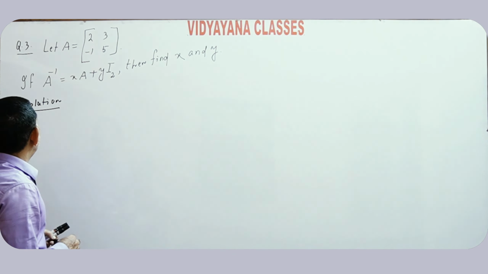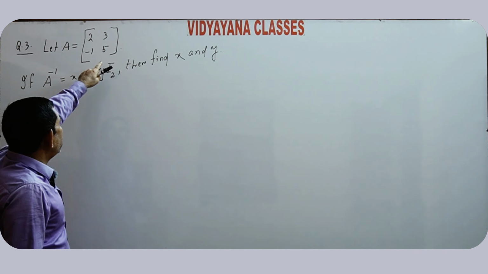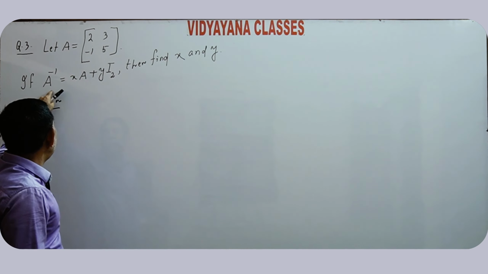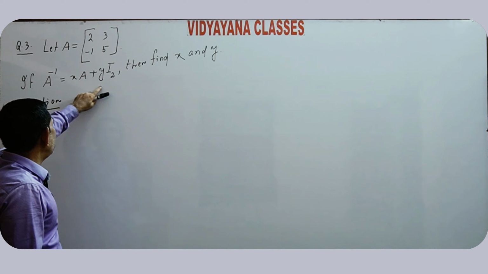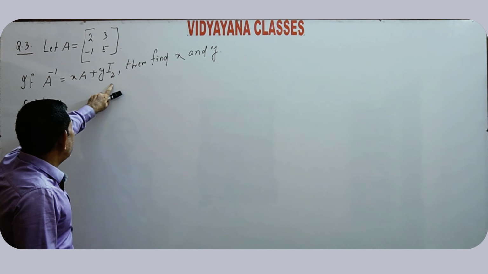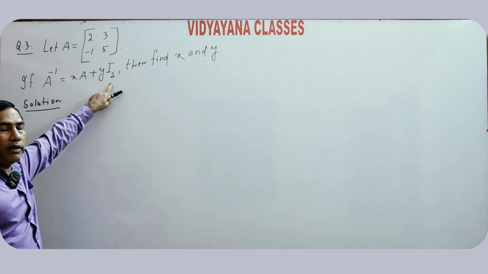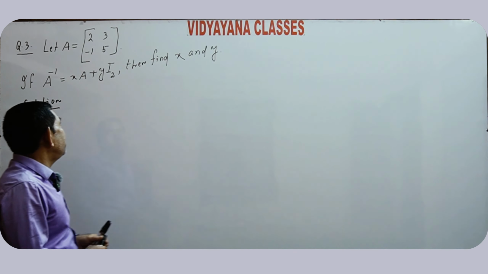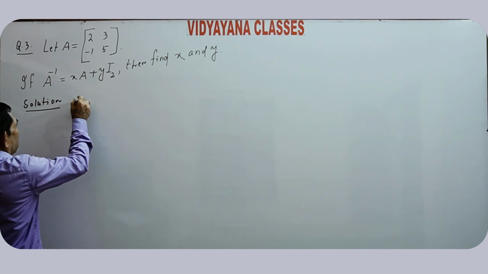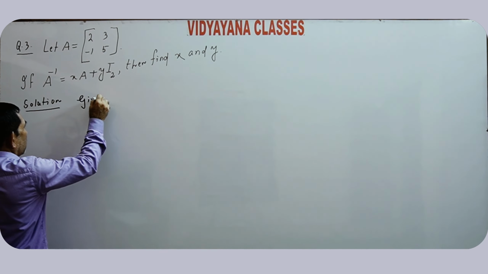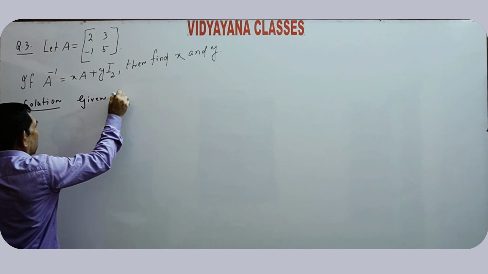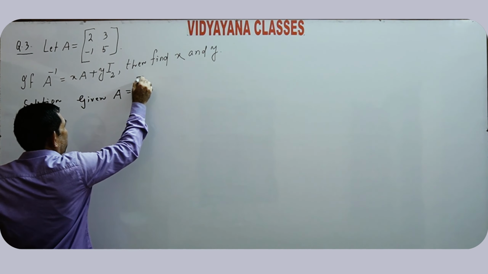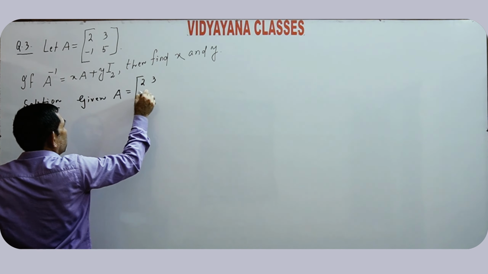Question number 3. Let capital A be the square matrix of order 2 having elements 2, 3, minus 1, 5. If A inverse is equal to XA plus Y I2, I2 means unity matrix or identity matrix of order 2, then find X and Y. Given capital A is the square matrix of order 2 having elements 2, 3, minus 1, 5.